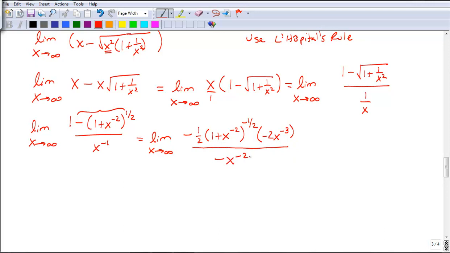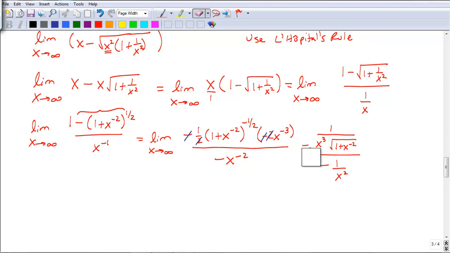Now before I go and plug in, I want to simplify this to see how it looks. Notice on top, I can cancel these 2's, and I can cancel the negatives. And so what I have here is, there's a 1 on top. On the bottom I have x to the negative 3rd, so it's an x cubed on the bottom. And a negative 1/2 means the square root is on the bottom. Negative x to the negative 2 is negative 1 over x squared.